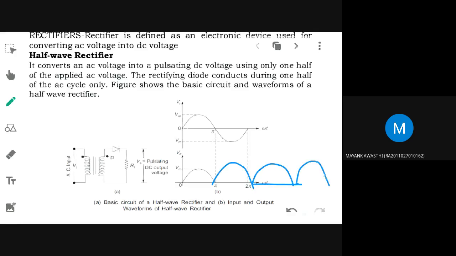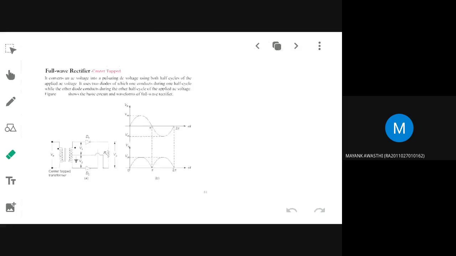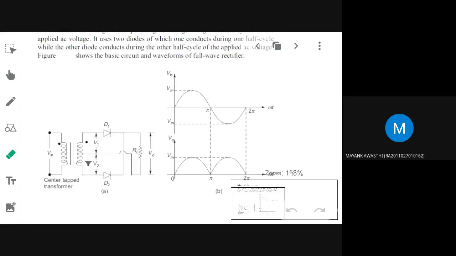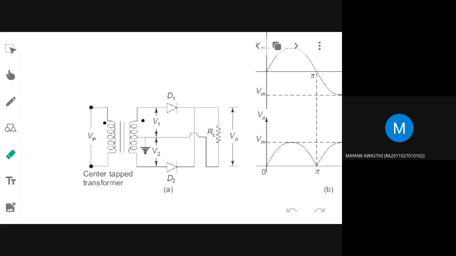Now if you want to obtain the output during both cycles, it is still a pulsating DC only. That process of rectification is called full wave rectification. And full wave rectification is possible in two ways. One is center tapped and the other one is bridge rectifier. This arrangement is your center tapped one, because here you are observing there is a center tapping.